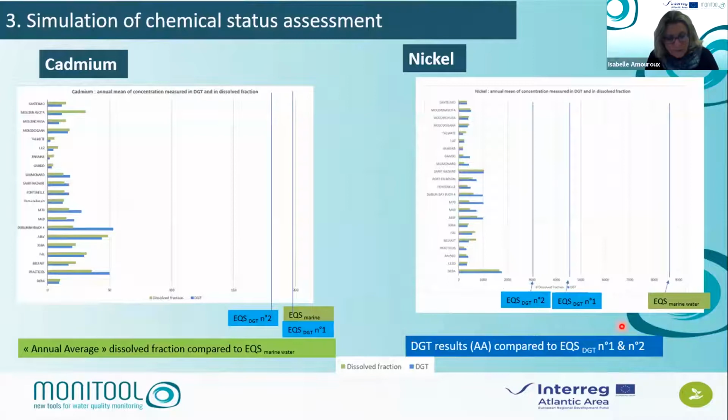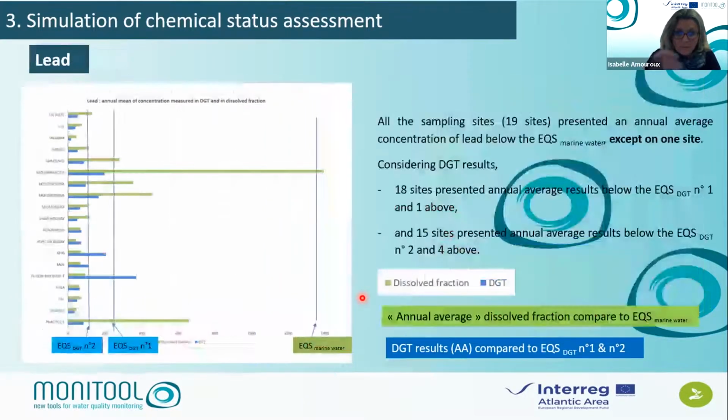So you can see on these graphs results for cadmium and nickel. The annual average concentration for spot sample, the dissolved fraction, is in green and can be compared to the EQS marine water in green. And the annual average for DGT is in blue and can be compared to the EQS DGT number 1 and number 2, the same way for nickel. So you can see that all the annual average concentration are below the EQS values, and results of these assessments are compliant for cadmium and for nickel.